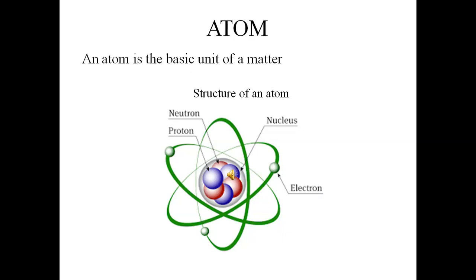Neutrons and protons together form the nucleus. Protons and neutrons are present in the nucleus. Electrons revolve around the nucleus. Here the center part is the nucleus. In this nucleus, neutrons and protons are present, and electrons are around the nucleus. Here the electron has a negative charge, the proton has a positive charge, and the neutron is neutral.